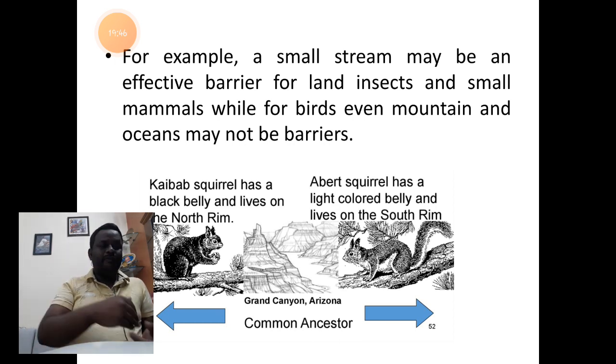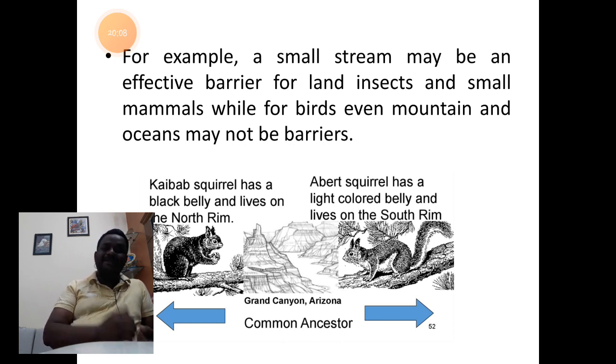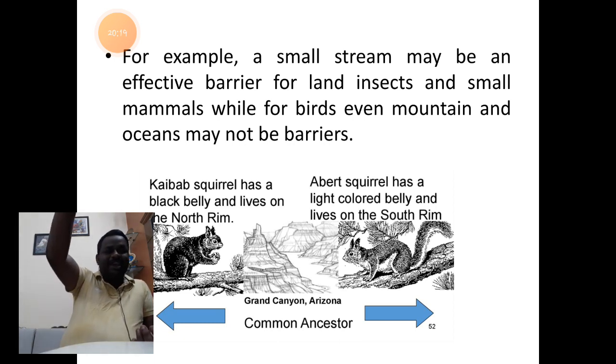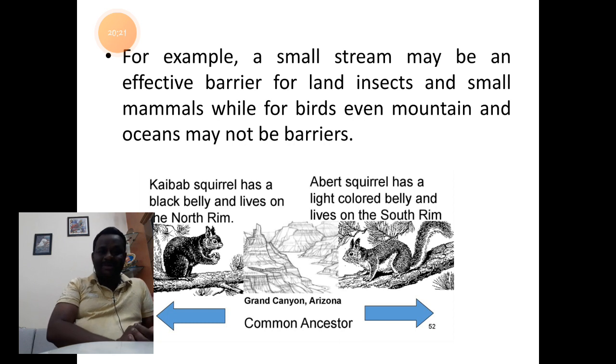Arizona, has in the northern part a squirrel type called Kaibab squirrels that lives in the north part. They have a black colored belly. Another species of squirrel called Abert squirrels, with a light colored belly, lives in the south part. So it is the same area of Grand Canyon: on the north side we have the Kaibab species and the Abert species towards the south side.